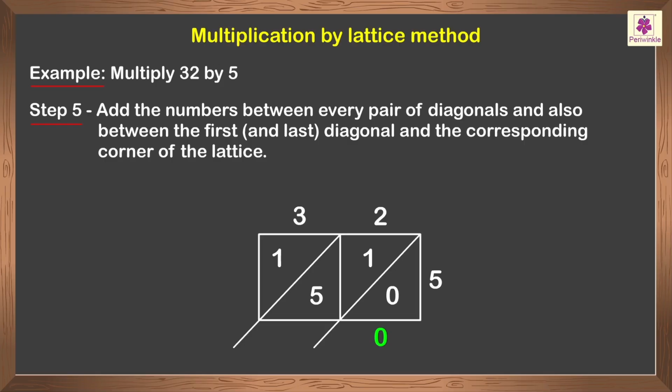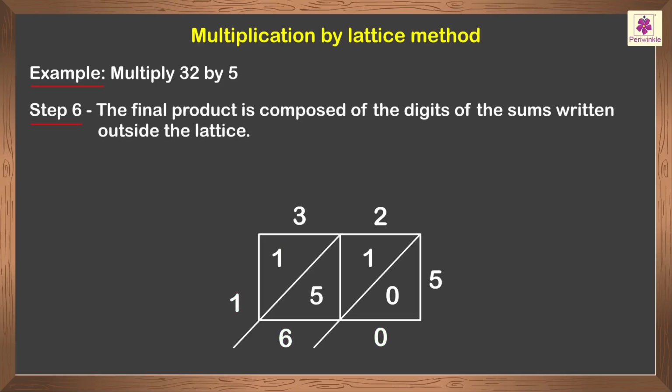Similarly, continue adding the groups of numbers between adjacent diagonals. So, 1 plus 5 is equal to 6. Now, add the numbers between the last diagonal and the upper left corner cell. Since 1 is the only number above this diagonal, the sum is 1. We place the sum along the bottom of the lattice below the leftmost column.